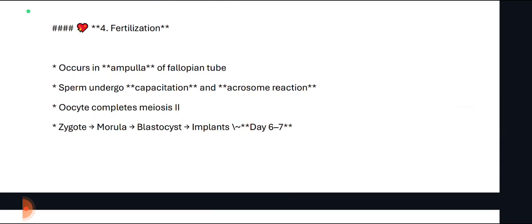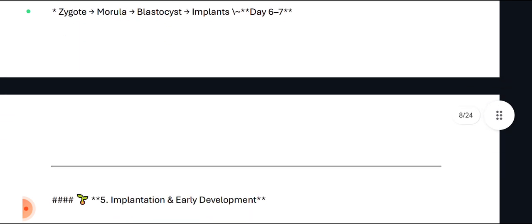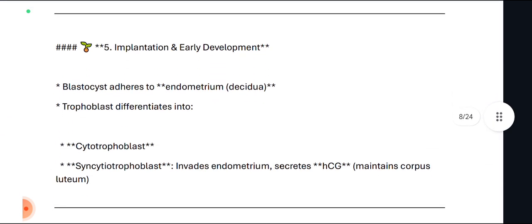Next up being the fertilization. Fertilization occurs in the ampulla of fallopian tube. Sperm undergo capacitation and acrosome reaction. At the time of penetration by the sperm, the oocyte completes meiosis 2. There is the formation of a zygote. Zygote is again diploid. The zygote grows into morula. Morula develops to form a blastocyst, and this blastocyst gets implanted on day 6 to 7.